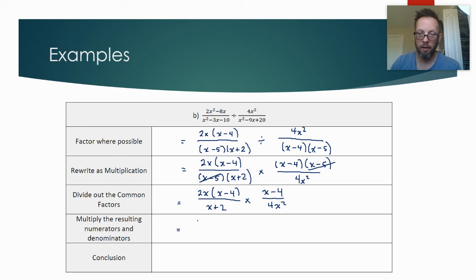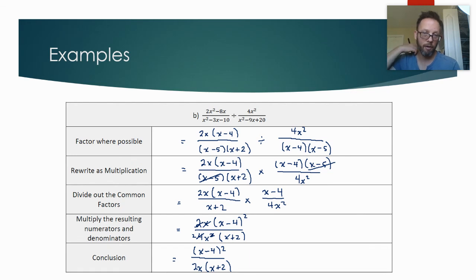So what we get is 2x, and we actually get 2 factors of x minus 4, and all over, we're going to have 4x squared and x plus 2. Now we can simplify this a little bit because 2 over 4 is 1 over 2, and x over x squared, well, we're just left with x. So we have on top x minus 4 squared. On the bottom, we have a 2, we have an x, and we have an x plus 2.